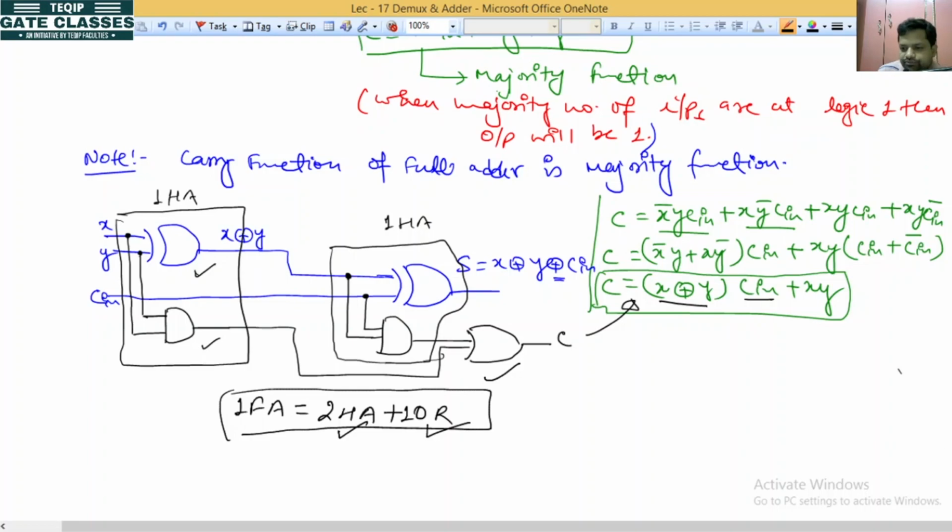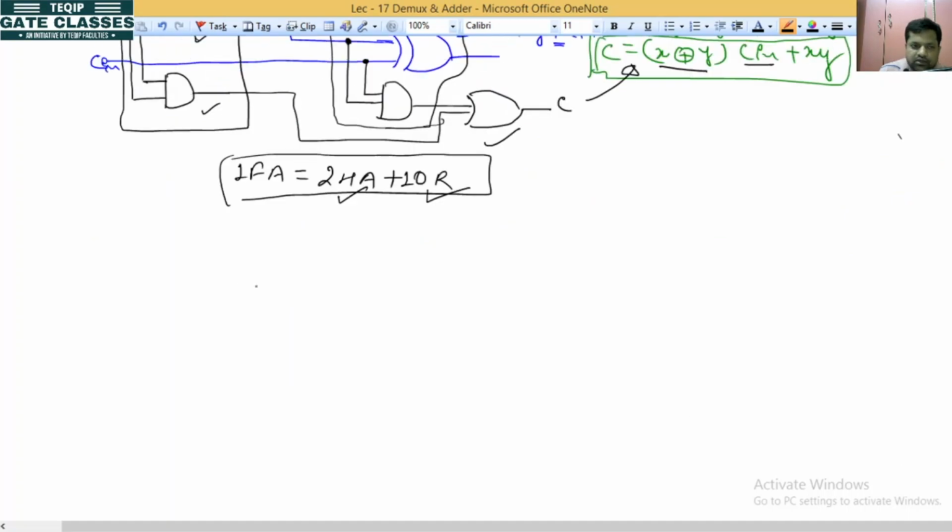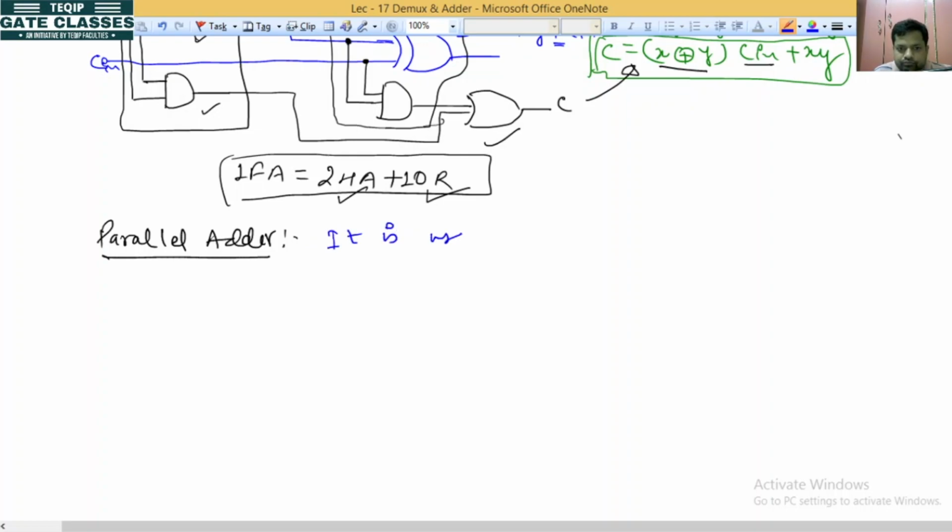Now our next concept is binary adder, or you can say parallel adder. अब तक हमने जितने भी एडर पढ़े, they are only adding one bit number, है ना. Now parallel adder is an adder, it is used to add two n bit numbers, है ना. Parallel adders are used to add two n bit numbers.